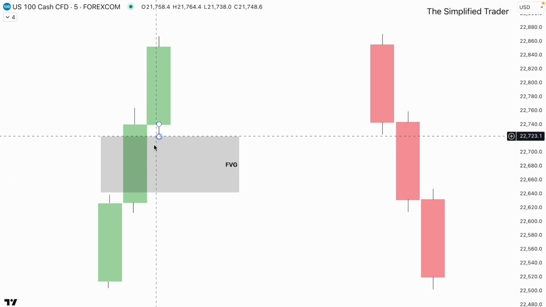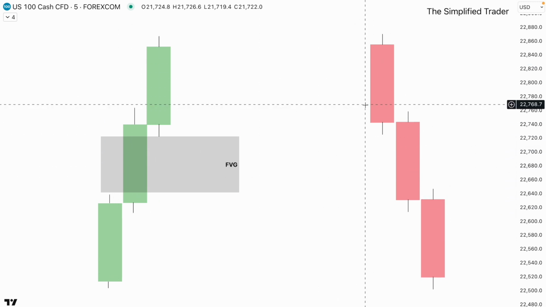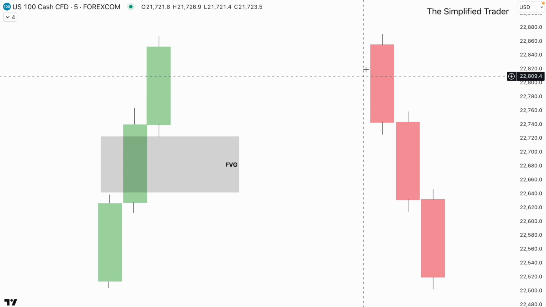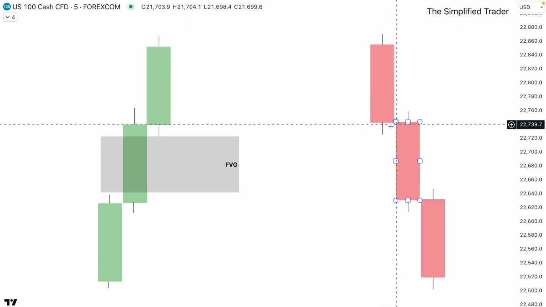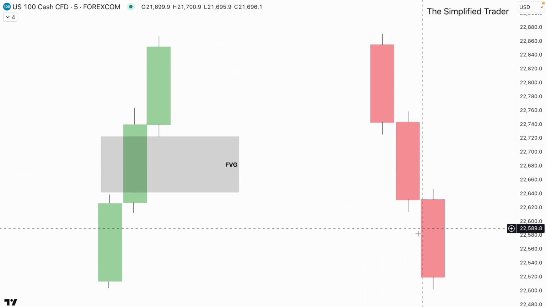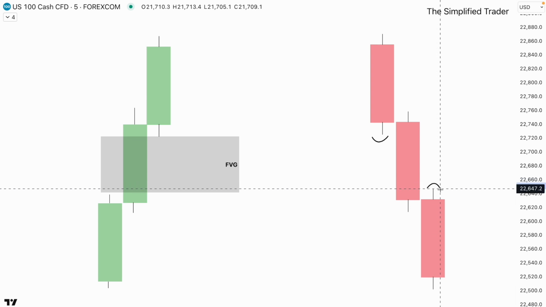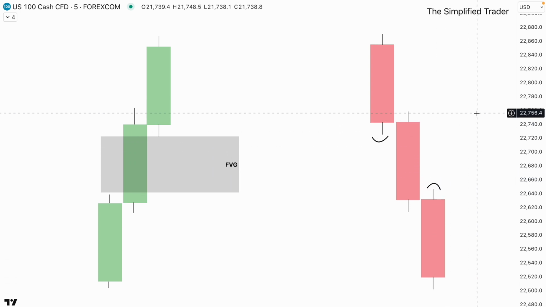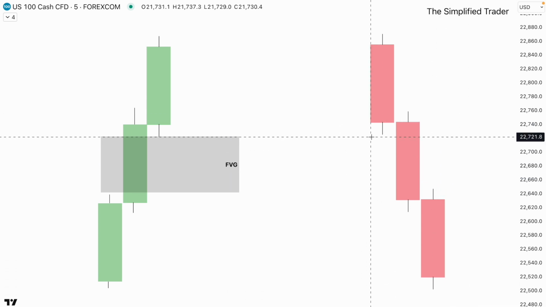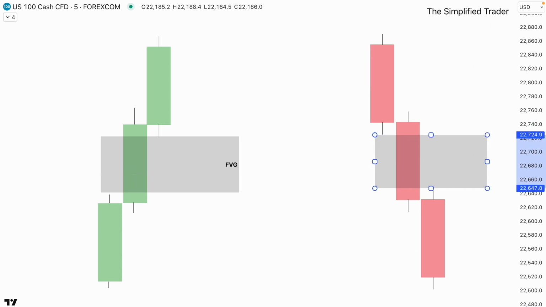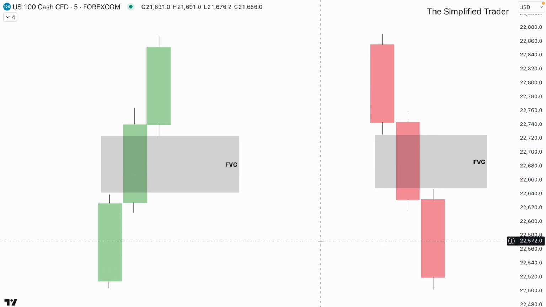Here we have our fair value gap, and here we have a bearish scenario. Here we have candle number 1, candle number 2, and candle number 3. And we can see the low of candle 1 does not touch the high of candle 3. That leaves this gap in price. That is our fair value gap.